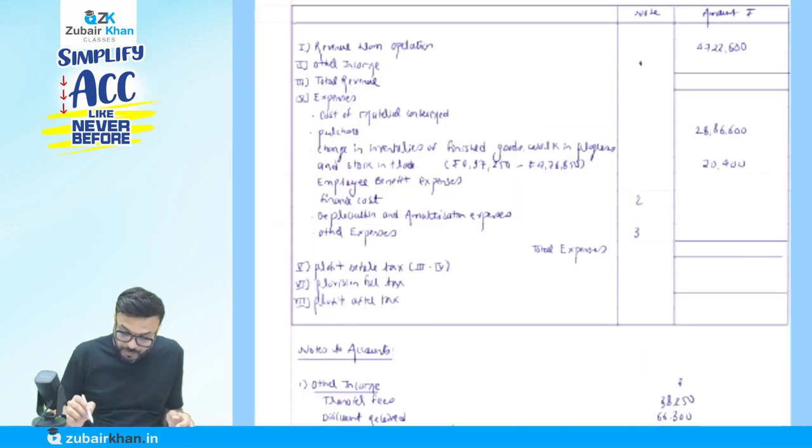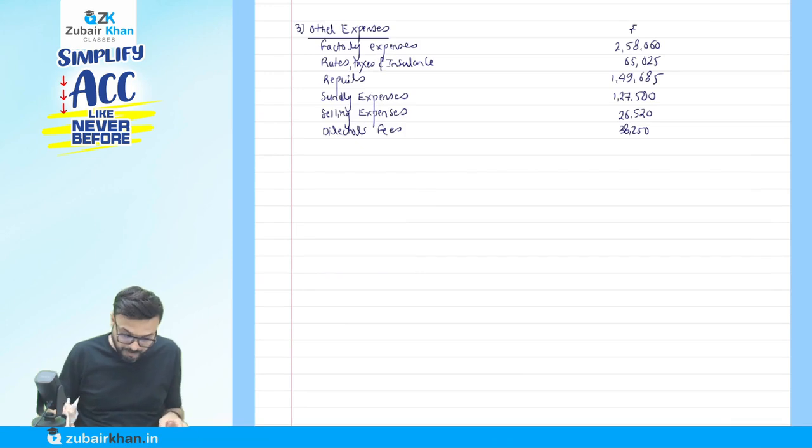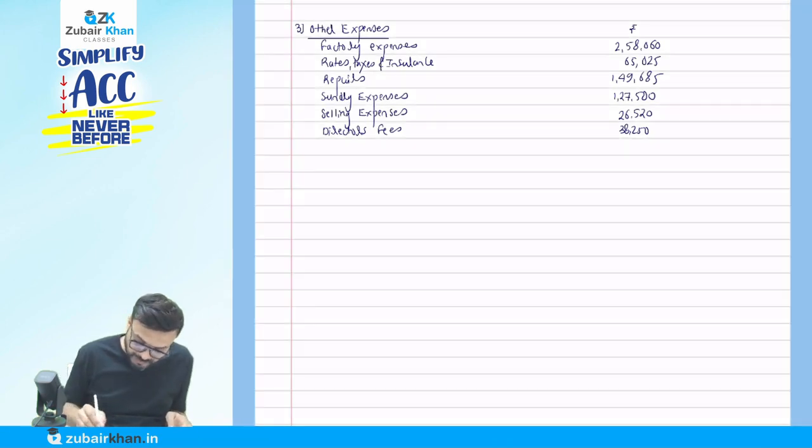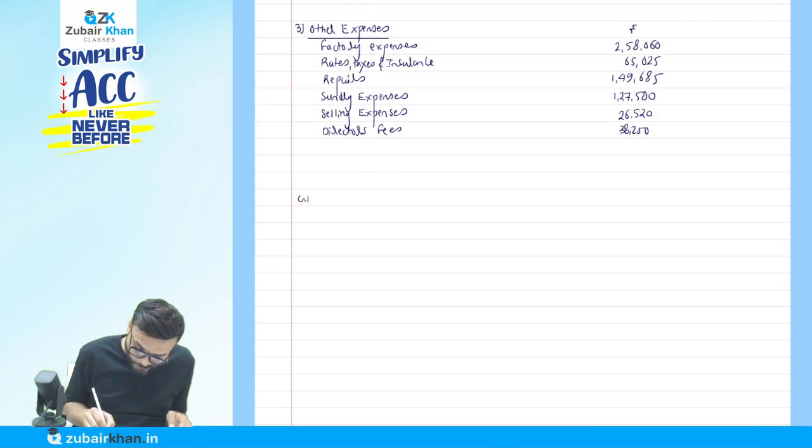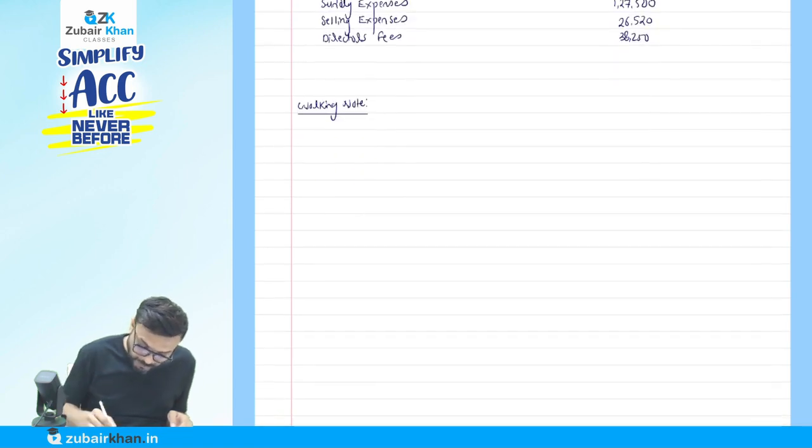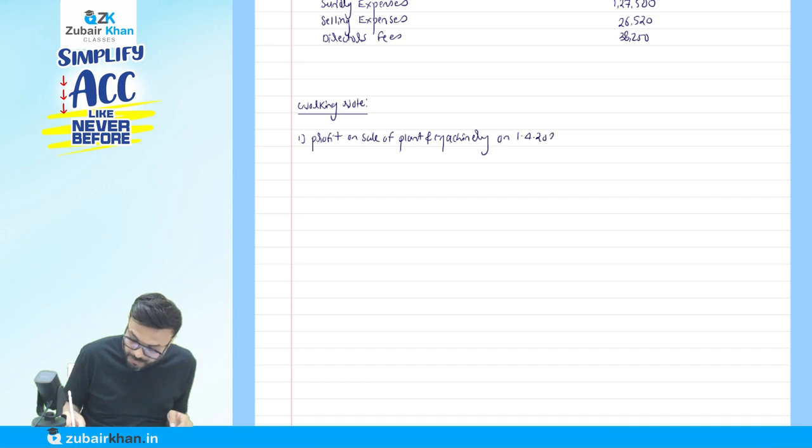Okay, so what we'll do now is write this below the director's expense. Keep a space of 2-3 lines. Then write down working note. First, profit on sale of plant and machinery on 1st of April 22.